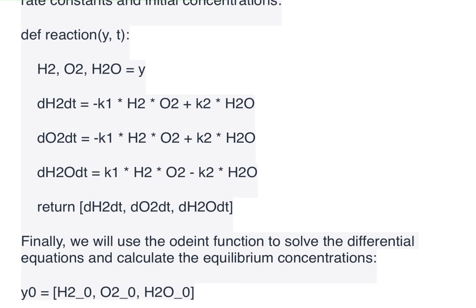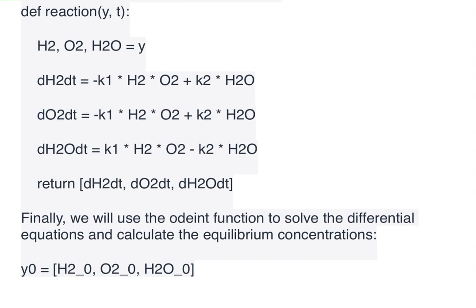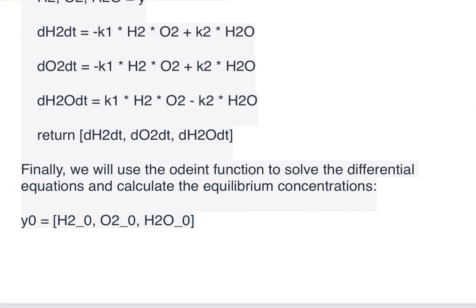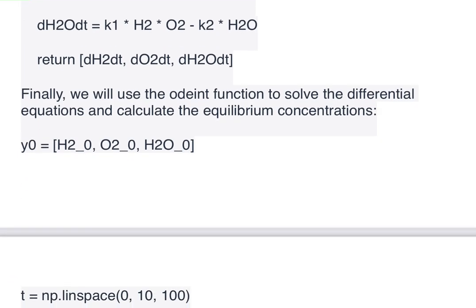Inside the function we define the rate equations dH2/dt, dO2/dt, and dH2O/dt using the rate constants k1 and k2, and then return dH2/dt, dO2/dt, dH2O/dt. Finally, we will use the solver function to solve the differential equations and calculate the equilibrium concentrations.